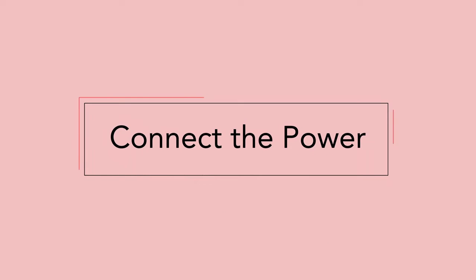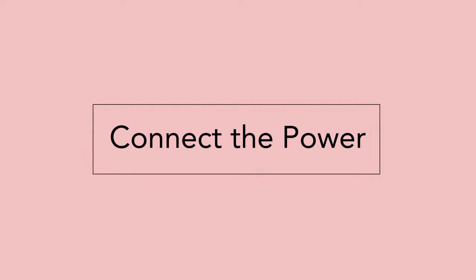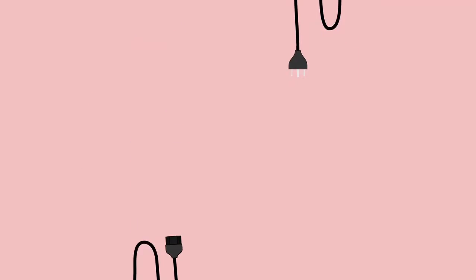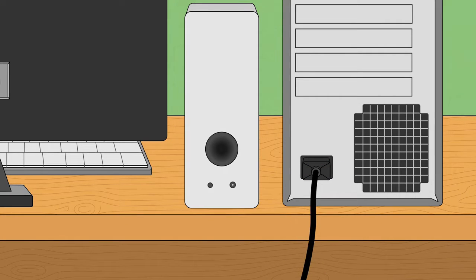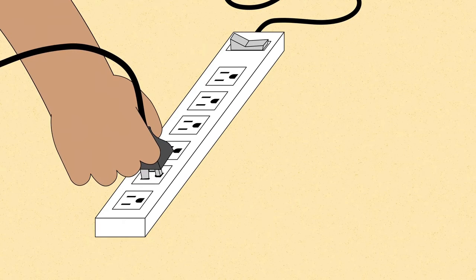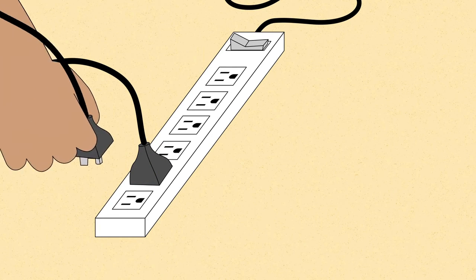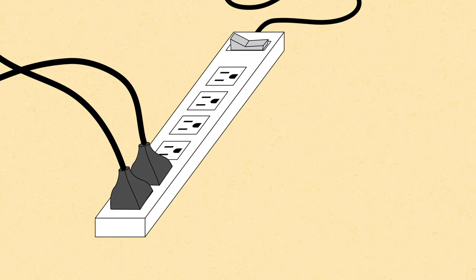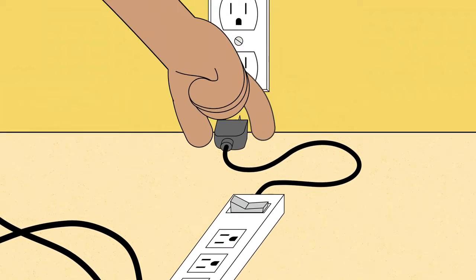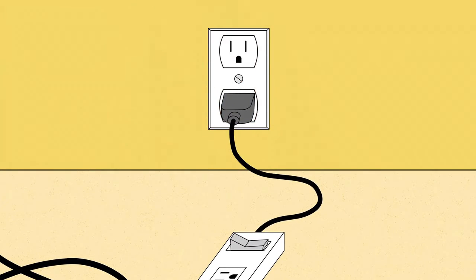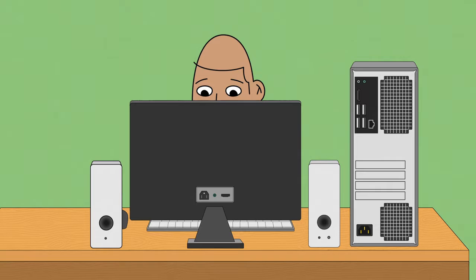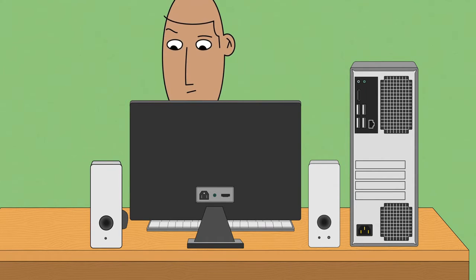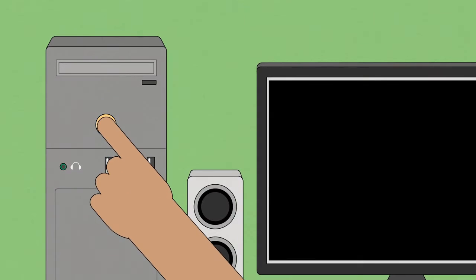Finally, it's time to connect the power supply cables and plug the computer in. You should have two cables. One goes with your monitor, and the other plugs into the back of your computer case. Now plug both cables into a power outlet. We recommend using a surge protector to keep your equipment safe in the event of a power surge. When you're ready, plug the surge protector into a regular outlet. If it has a power switch, you may need to switch it on. That's all there is to it. Now take a minute to make sure you're happy with your workspace. Then turn your computer on.